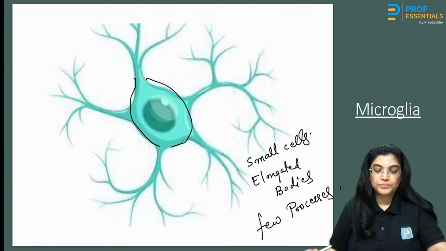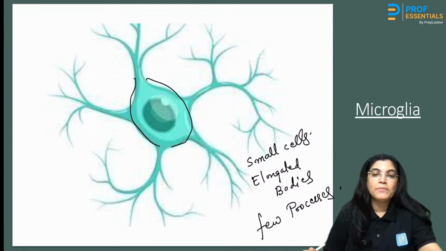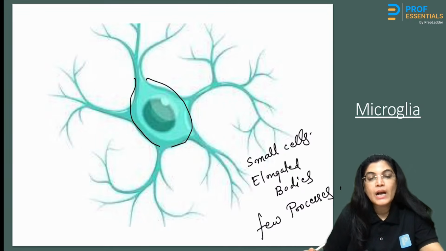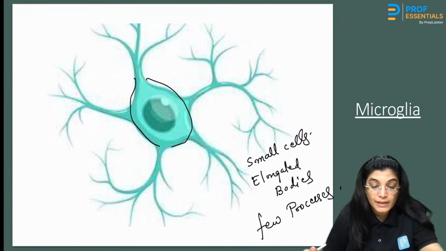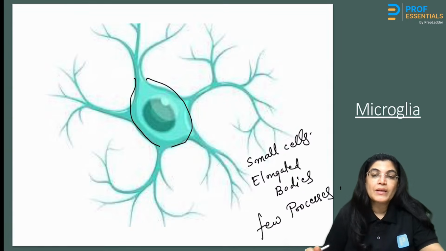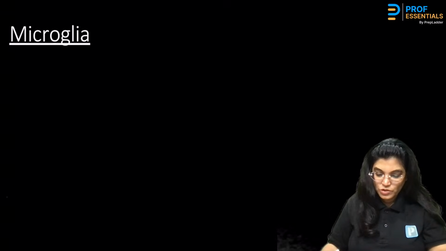Microglia are a type of neuroglial cells located throughout the brain. They are also located in the spinal cord. They act as macrophages, protecting the neurons. They act as phagocytes, phagocytizing any invasion. So that is an important function of microglial cells.